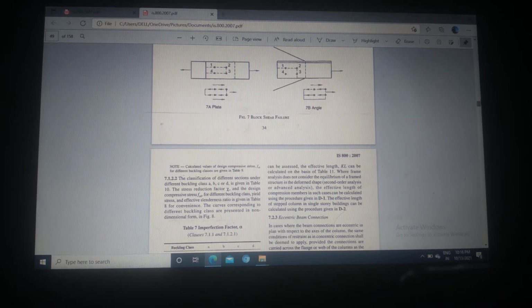So hello guys. In the previous video I was telling you about the block shear failure. For block shear failure, just go to page number 34, and here you can see Figure 7a for plates and 7b for angles.